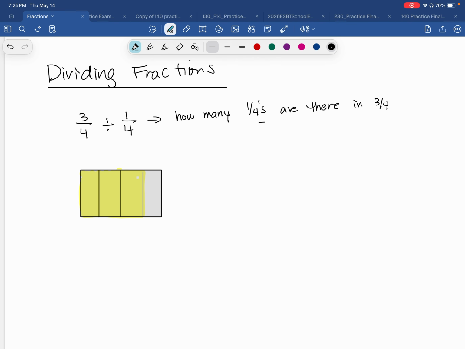So 1/4 becomes my new one. So here's 1/4. Here's 1/4. And here's 1/4. They're already cut into fourths. So I can just say, hey, there are 3 1/4s. So there are three. Right.